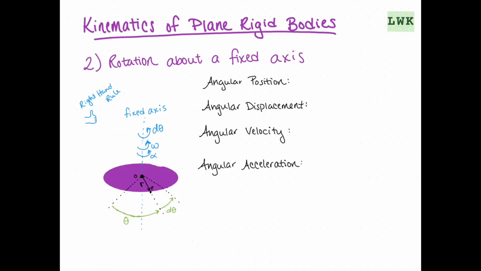We have our point O, which is the point about which we're rotating. And we have a line R going out to a point P. P can be on any point of this plane rigid body, and it's going to have a circular motion no matter where it is. Here we have it drawn right on the edge, but no matter where you draw it, it's always going to have circular motion.